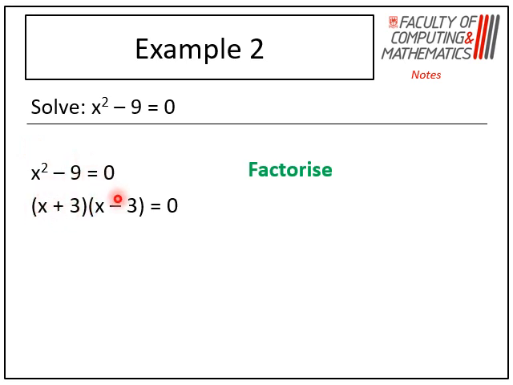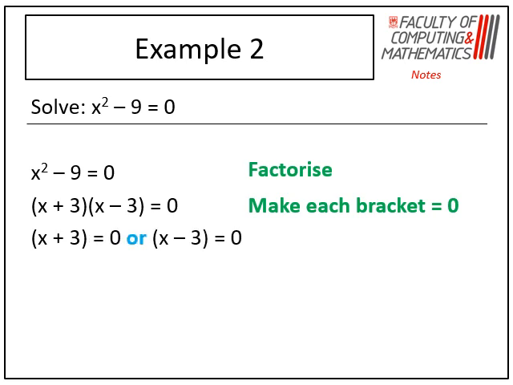Like I say, both brackets have to be identical other than the sign, one's a plus, one's a takeaway. Do not drop that equals 0 on the right-hand side. Same method as before: bracket times a bracket equals 0, so one bracket has to be 0, the second bracket has to be 0, or both brackets have to be 0, which means you're going to have to pull it apart and make each one equal to 0.